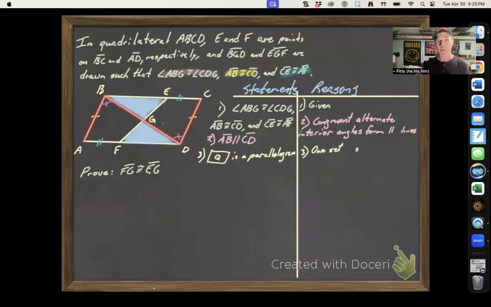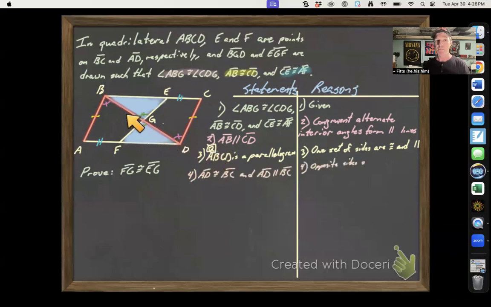Now I know that this quadrilateral is a parallelogram. Why? It has one set of sides that are congruent and parallel. So AB is congruent to CD. That was given. And I've just proven they're parallel. So I'm going to actually say quadrilateral ABCD is a parallelogram.